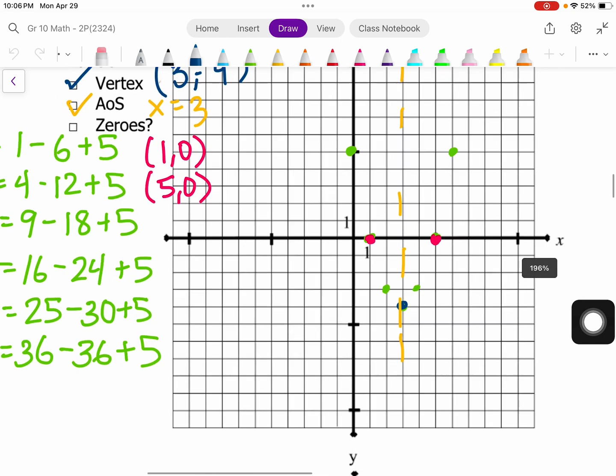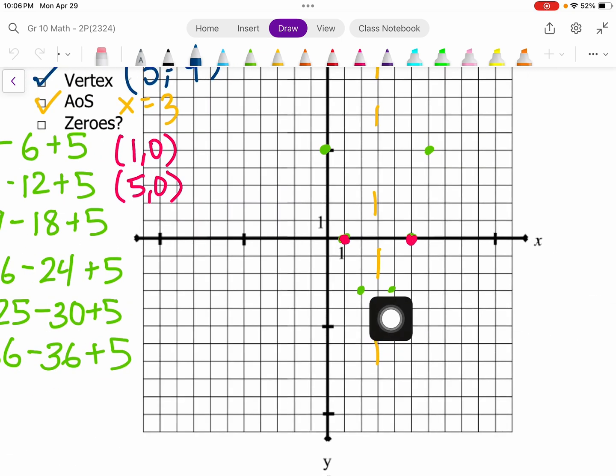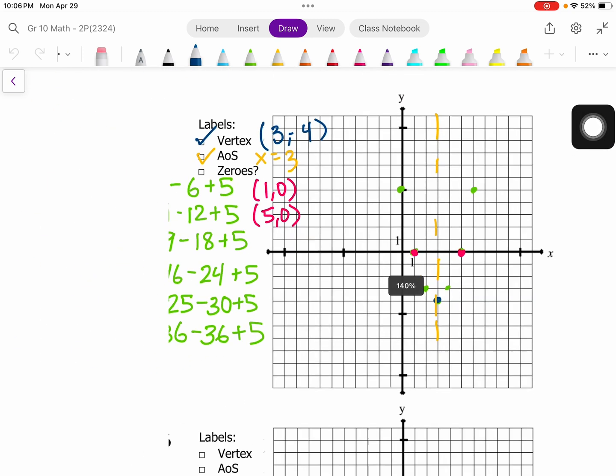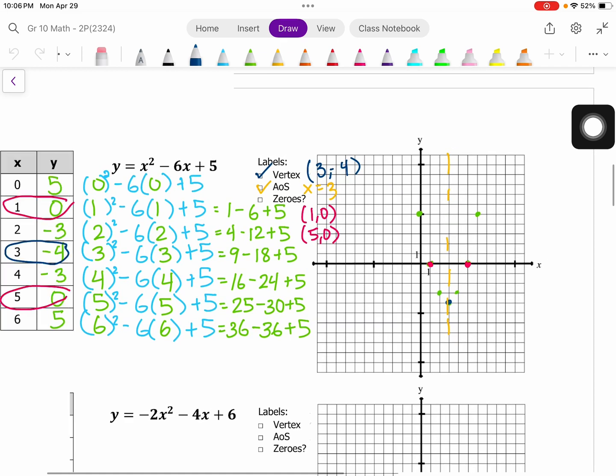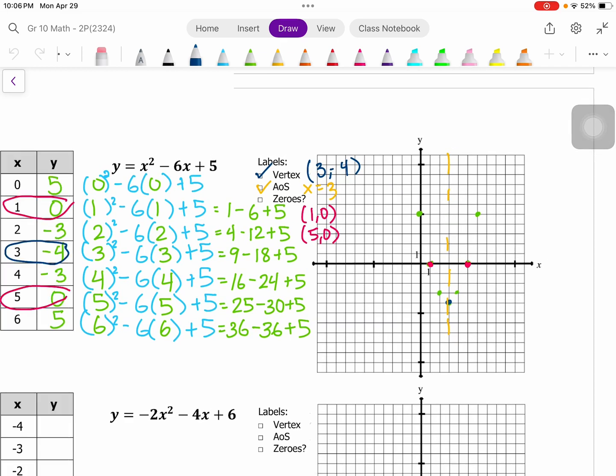For any of those other points, what we can see is that from the axis of symmetry, they're the same distance away. So these 2 points here at a y of -3 are exactly 1 away from the axis of symmetry. The zeros are exactly 2 away, and up here these are exactly 3 away. So that is because our quadratic relations are symmetrical about the axis of symmetry.